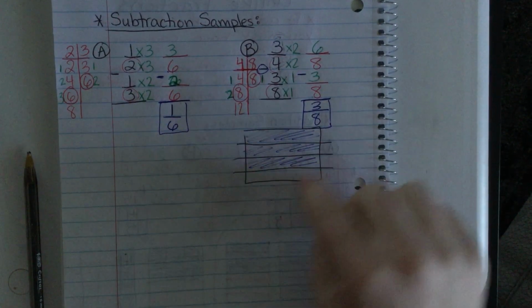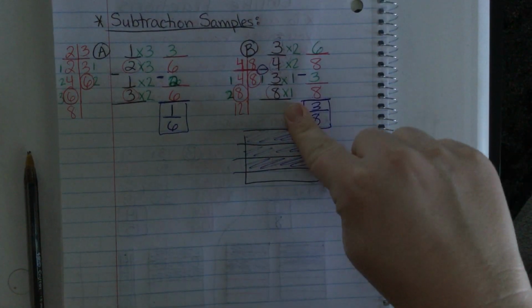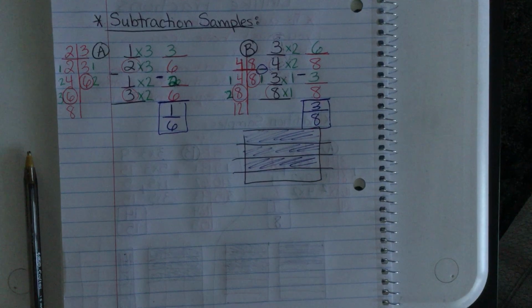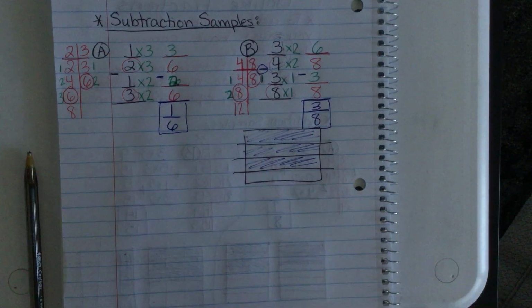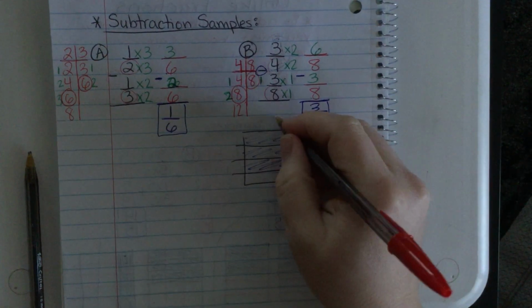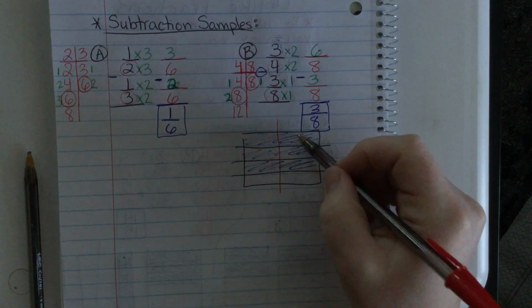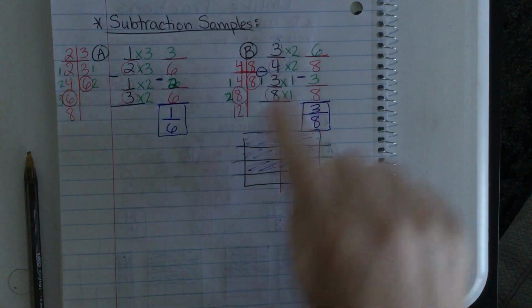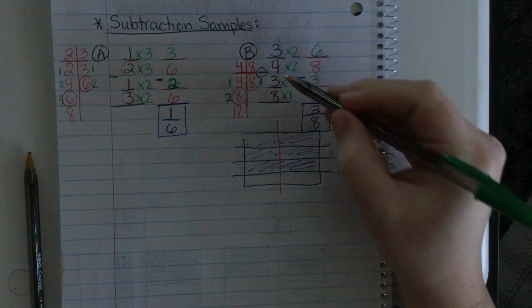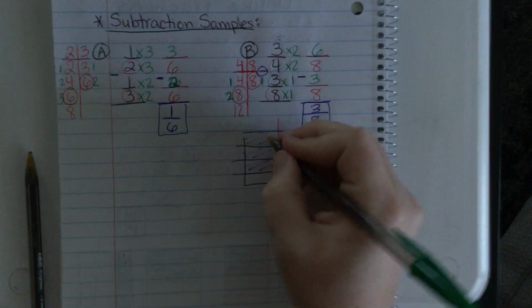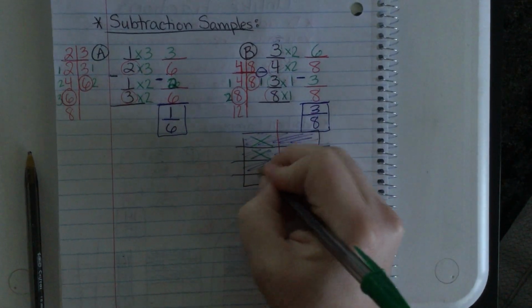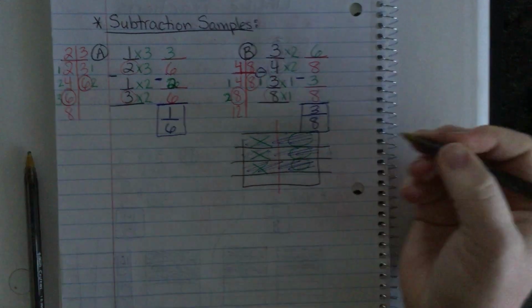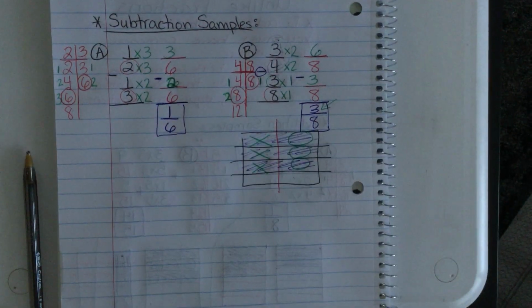Well, from this 3/4, I need to take 3/8. That means I need to create eighths. And the quickest way to create eighths from fourths is to split them in half. Now we have 1, 2, 3, 4, 5, 6, 7, 8 pieces, right? Now I'm going to cross out, because I'm subtracting, 3 of those eighths. 1, 2, 3. And how many do we have left? 1, 2, 3. So there's our 3/8.